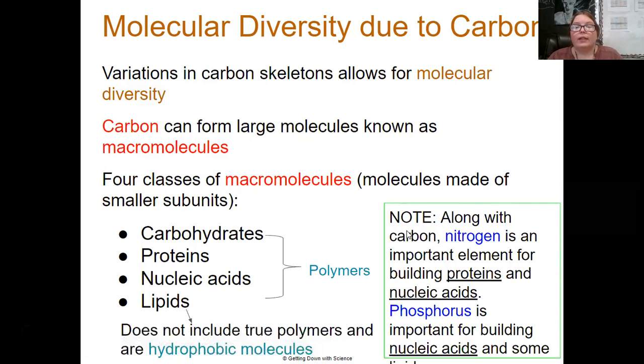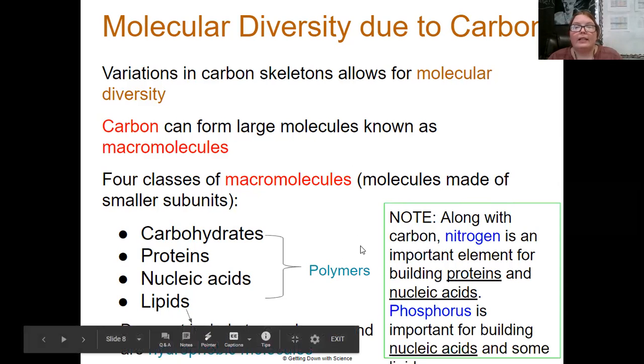Along with carbon, nitrogen is an important element in building proteins and nucleic acids, and phosphorus is important in nucleic acids and some lipids.